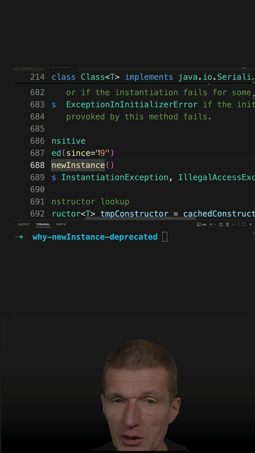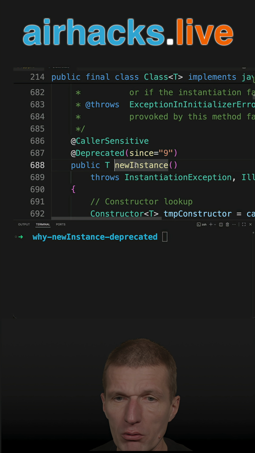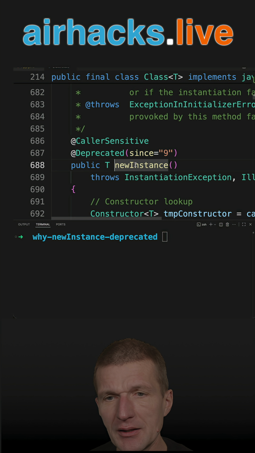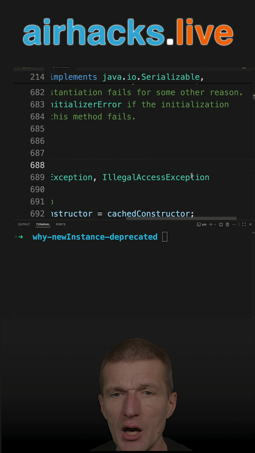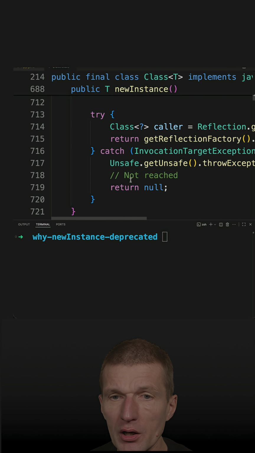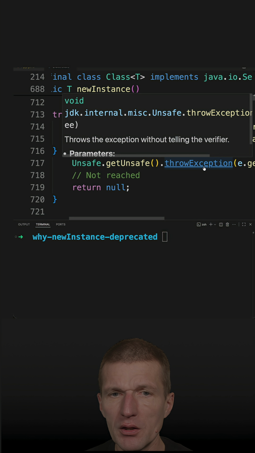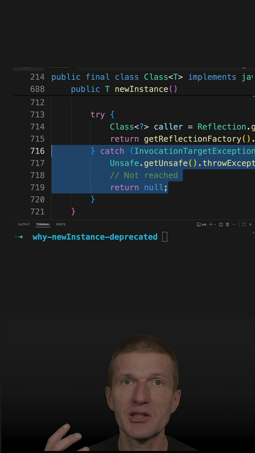So if we take a look at newInstance, which was deprecated with Java 9, we see only InstantiationException and IllegalAccessException are thrown. And interestingly, the InvocationTargetException is processed by Unsafe and swallowed, so it is less type safe.